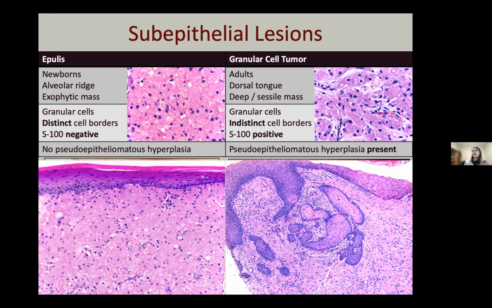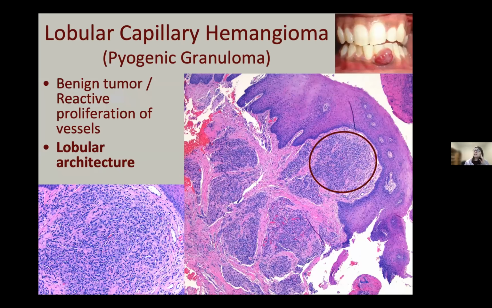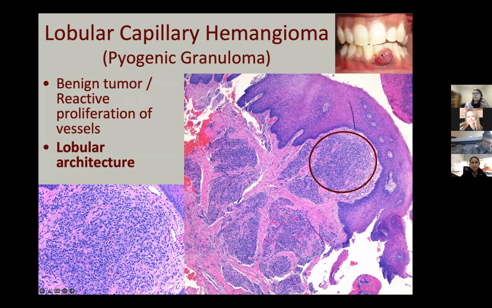Okay. Other lesions that we can see in the subepithelial area are a so-called pyogenic granuloma or lobular capillary hemangioma, which are these sometimes red or bluish lesions that pop off of the mucosa. But the money is underneath, right? So you can see here's the surface squamous epithelium, with underneath these lobules, right?